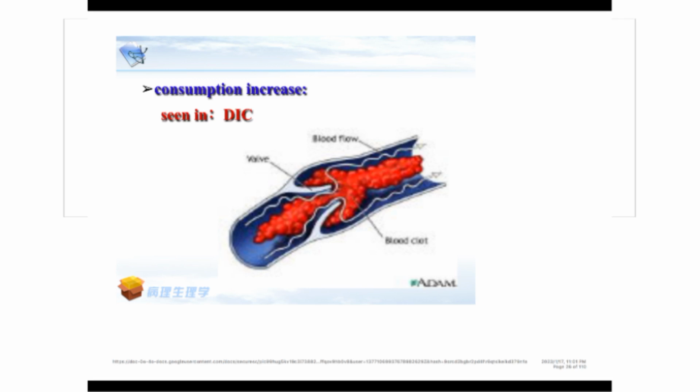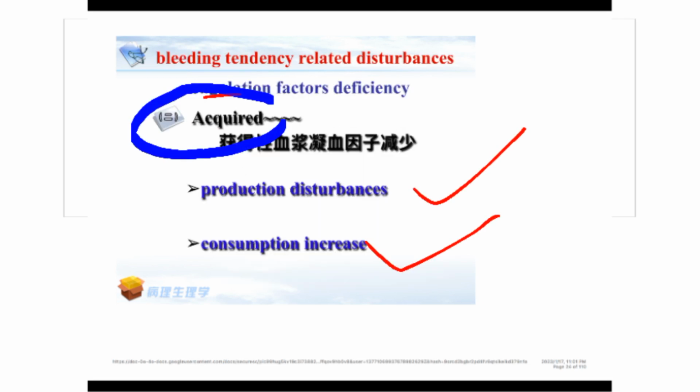So what causes decrease in the production? For example, if someone is having liver failure, definitely you cannot synthesize factor 1, factor 2, factor 5, even factor 7, even factor 9, 10, 11, 12. All these factors cannot be produced. So definitely someone with CLD, chronic liver disease, will have this bleeding problem. He will be bleeding excessively. And then consumption increase.